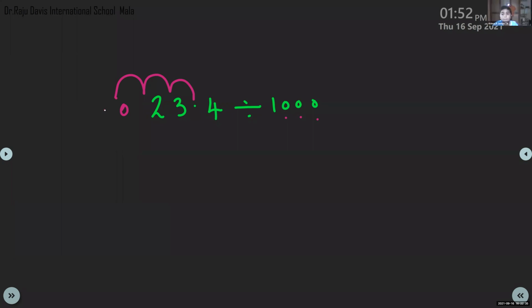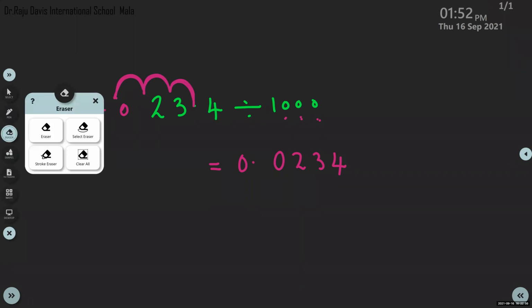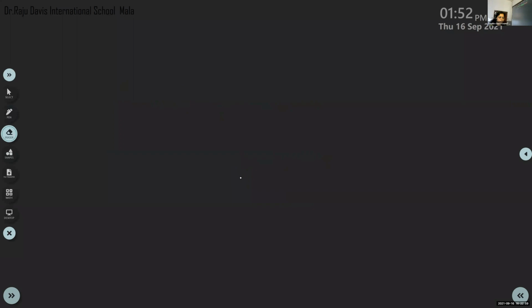Clear? Ma'am, we can also put the 0 before the decimal point. So it will come like this: 0.0234. See how many places? 1, 2, 3. Clear? Like that. It is like multiplication itself. Multiplication, you have to shift to the right. Division, you have to shift to the left. Clear? Clear, ma'am. Okay, that is the technique of doing the decimal calculation very fast if you don't have a calculator.